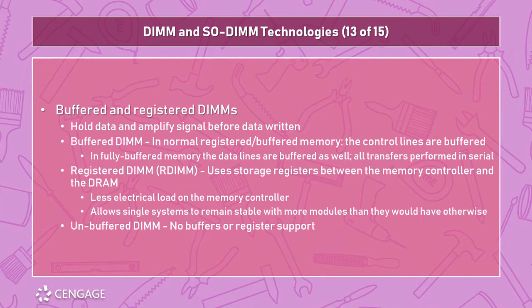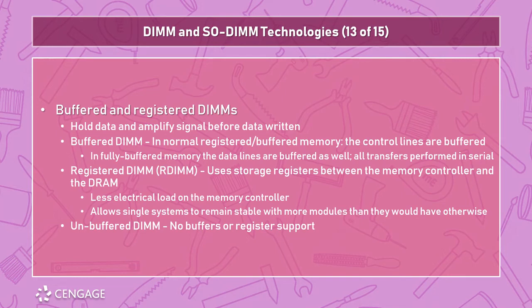Registered DIMMs, RDIMMs, which are not the same as RIMs, by the way, use a storage register between the memory controller and the RAM itself. Now, the reason they do this is because it's less electrical load on the memory controller, and it allows a single system to remain stable with more modules than they would have otherwise.